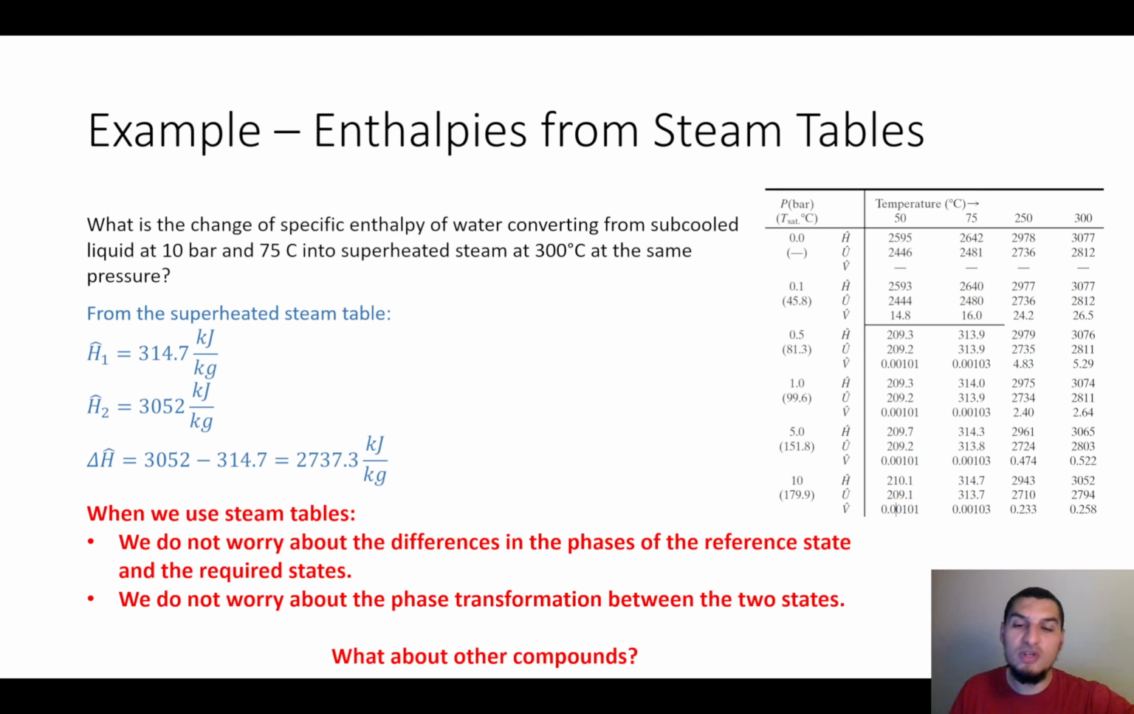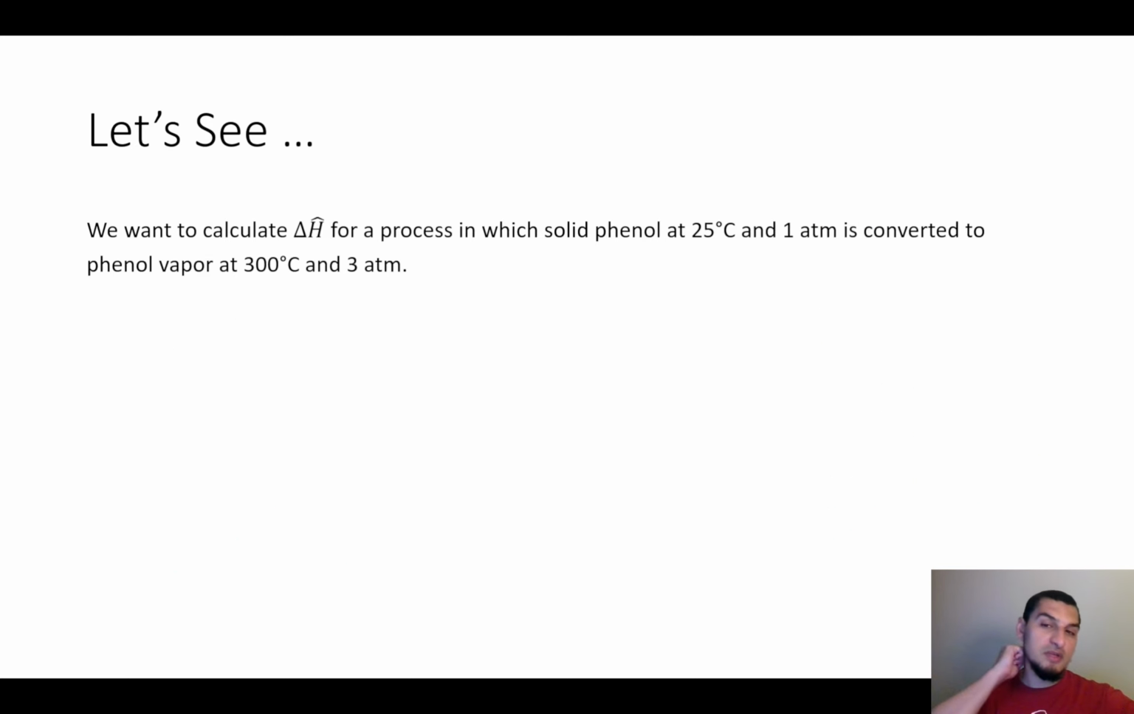Now we want to know if this is the case for other compounds or if it's going to be different. So let's do the same thing for other materials. Let's say I want to calculate the change in enthalpy for a process where solid phenol, something other than water, at 25 Celsius and 1 atmosphere is converted to phenol vapor at 300 Celsius and 3 atmospheres.